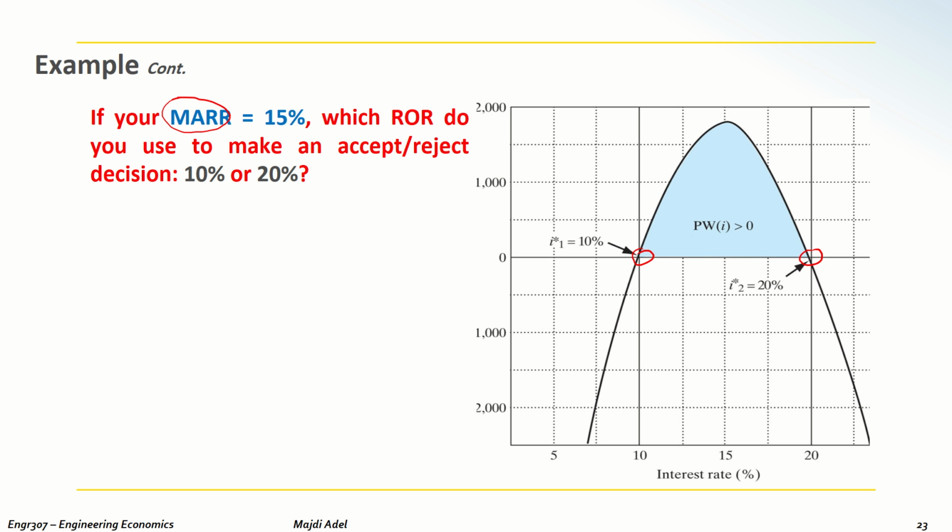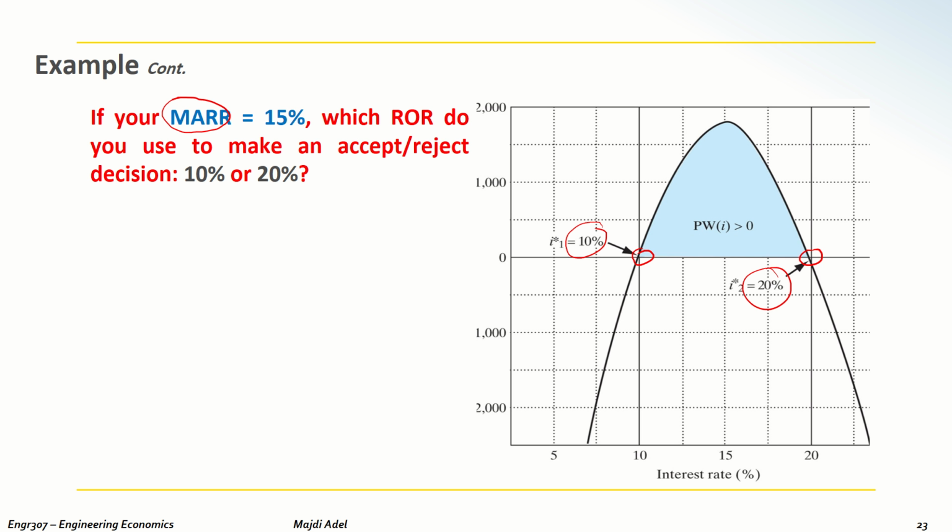And if the company's MARR is 15%, to which interest rate must I compare it? To the 10% or to the 20%? مع مين راح أقارن؟ مع 10% ولا 20%؟ If I compare to the 10%, MARR is greater than 10%, so the project is accepted. And if I choose the 20%, MARR is less than 20%, then the project is rejected. So this is the tricky part of the internal rate of return analysis, especially for projects with multiple rates of return.